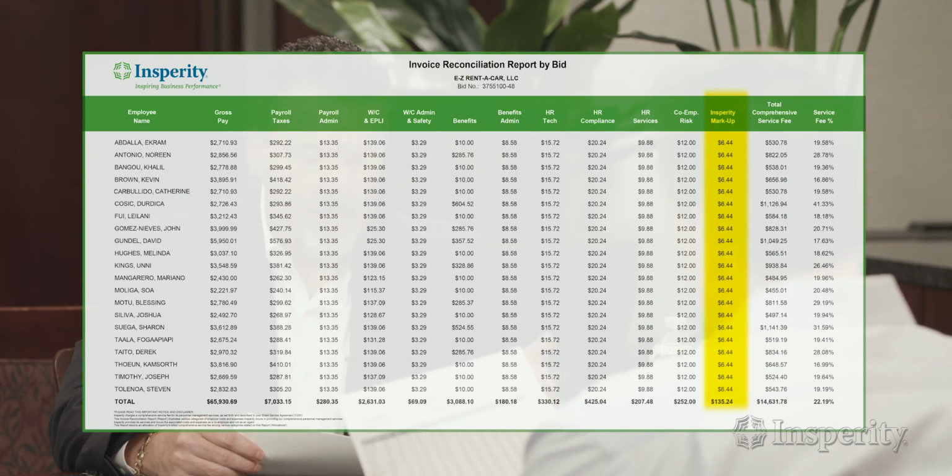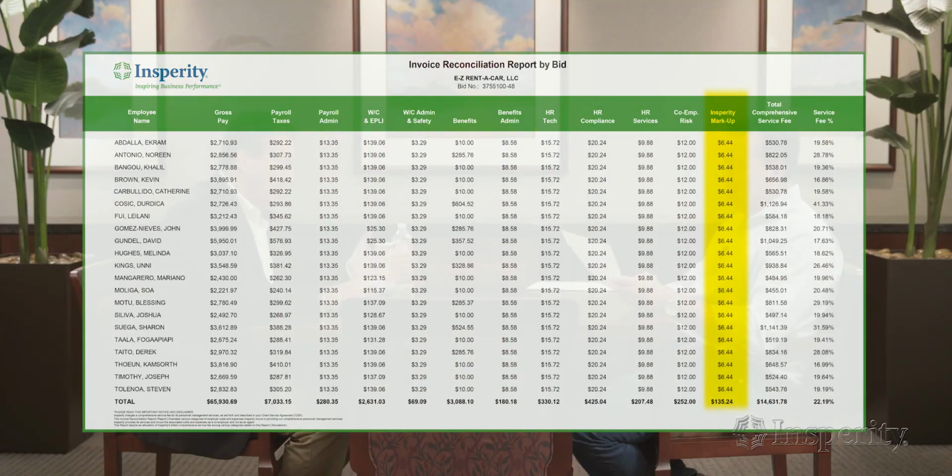And then we actually, if we back out the cost associated with payroll administration, HR services, workers' comp administration and safety, HR technology, HR compliance, once you back those numbers out of that total administration number, what is left over is what we would call our estimated markup on your account. And that works out to be about $6.44 per payroll per employee.